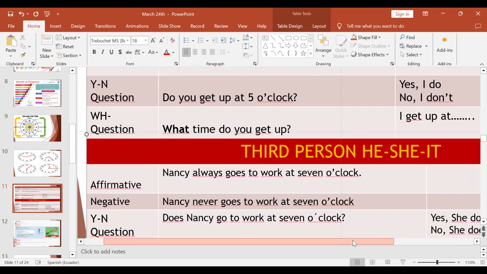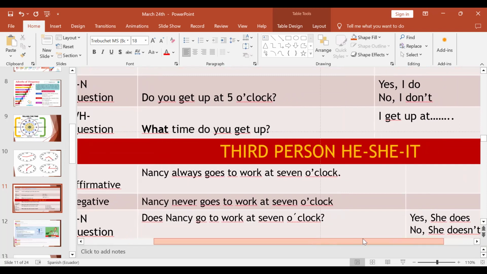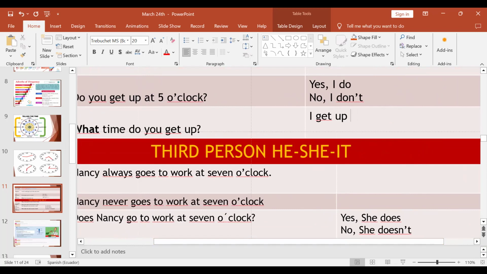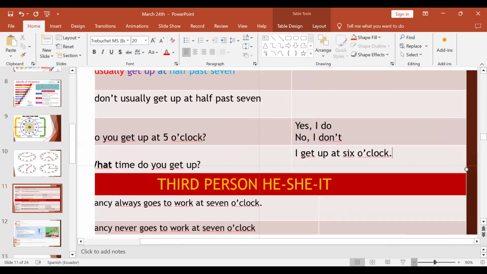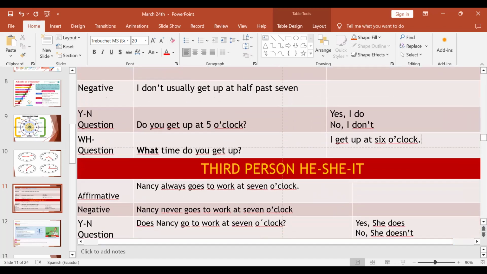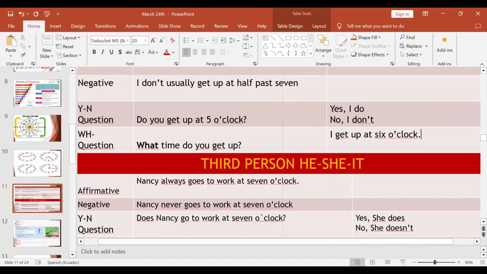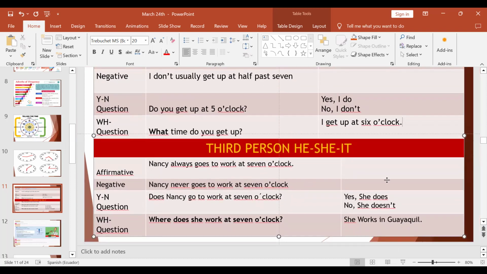Preguntas con where, la respuesta es un lugar. Acá no les respondí, ¿verdad? La pregunta fue, what time do you get up? I get up at... ¿A qué hora? Ay, Dios mío, hoy día me levanté a las 6. I get up at 6 o'clock. This is the structure, Paola. Okay, this is the structure for third person. Affirmative, negative, yes, no question, and WH question.